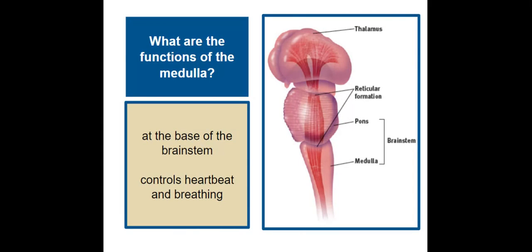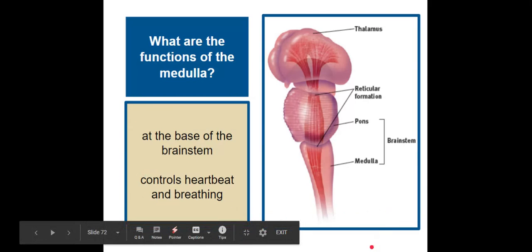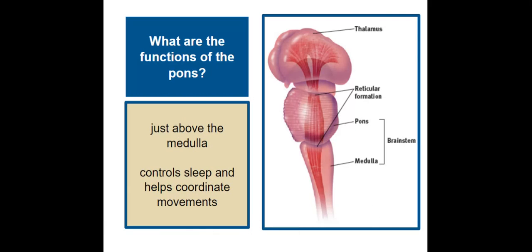Anyway, the functions of the medulla. Again, folks, when we look at these functions, you'll see that it's very, very basic. Like, you're not alive unless you have this. This is going to control your heartbeat and your breathing. Again, automatic stuff. So the pons, which is just above the medulla, handles sleep and coordination. Again, if you don't sleep or you're not coordinated, you're not going to live very long.